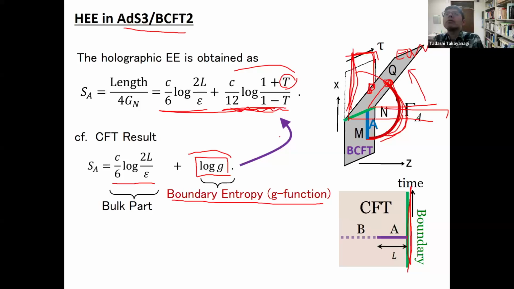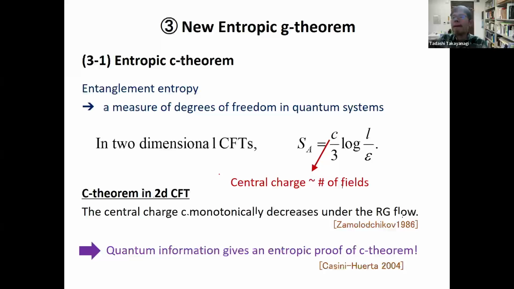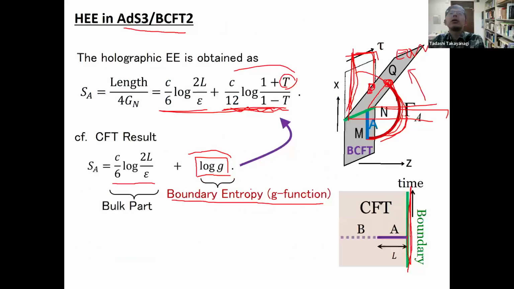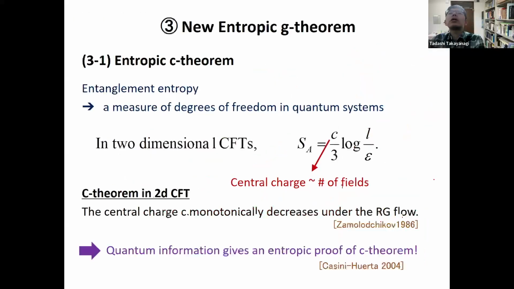Okay, so now I go to something called the G-theorem. This is a theorem about this boundary entropy. Let me start with, but before that, I want to explain the C-theorem. The G-theorem is a kind of boundary version of a very famous theorem called the C-theorem. So let me first talk about the C-theorem.